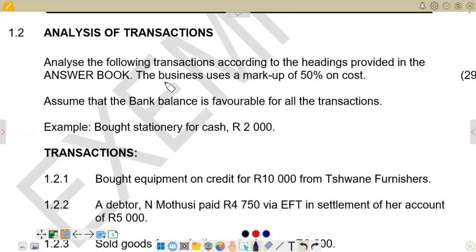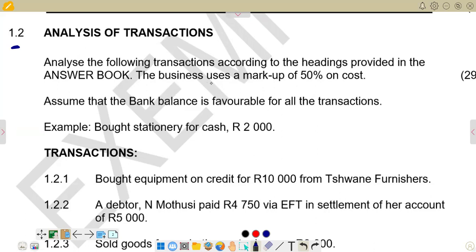In this video, we want to look at a question paper, question 1.2, which is an analysis of transactions. This is a question paper of November 2023. So we're going to go through the questions and answer what is required. The question is: analyze the following transactions according to the headings provided in the answer book.